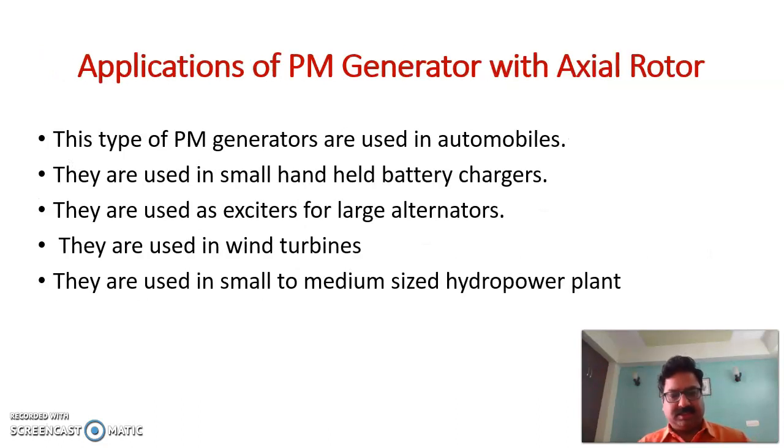So these generators have different applications. They are used in automobiles, as we had discussed earlier. They are also used in handheld battery chargers, which we discussed. They are also used as exciters for large alternators, which we have discussed. They are used in wind turbines, in wind energy conversion systems. And small and medium sized hydropower plants are also using these generators. So these are some applications.